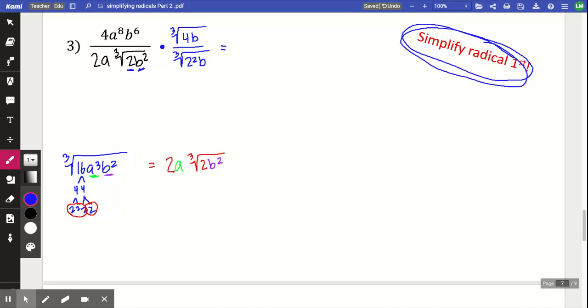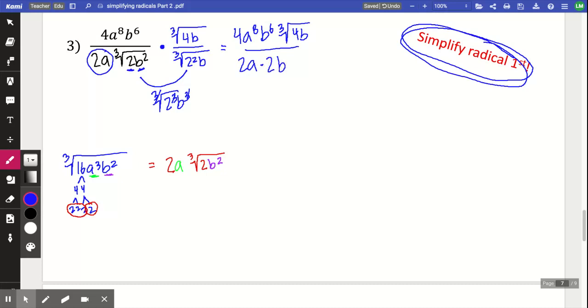On top, nothing outside of the radical can multiply with inside of the radical, so we're going to leave these separate. On the bottom, we've created groups of a 3 of a kind, but don't forget this 2a. It was already there. It's just still hanging out. In the radicals, we've created the cube root of 2 to the third, b to the third, so we're just left with 2b.